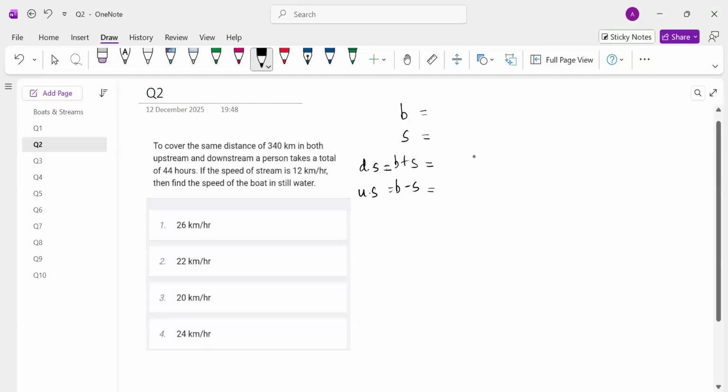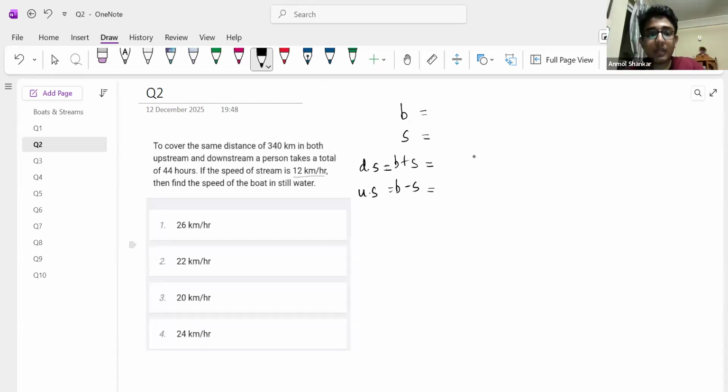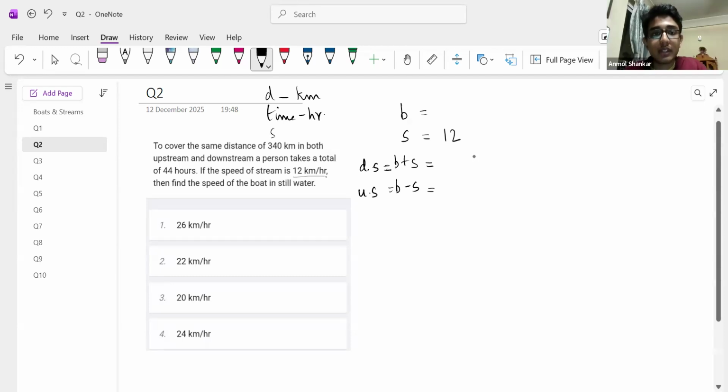S is given. So s is equal to 12 kilometers per hour. In this question, distance is in kilometers, time is in hours, and speed is in kilometers per hour, so I will not write units everywhere. S is 12. The question asks to find the speed of the boat in still water, that means find b. B is the question mark, we have to find b, so we will write everything in terms of b. So what will the downstream speed be?